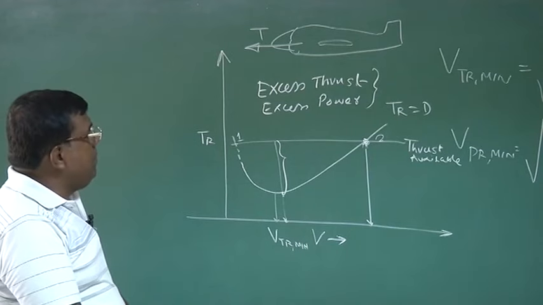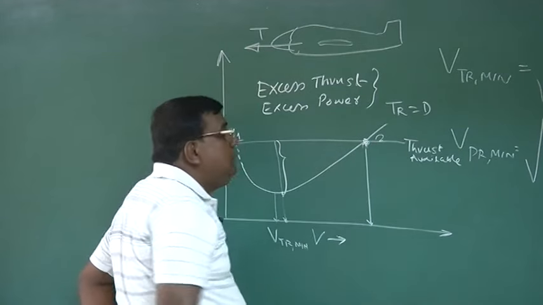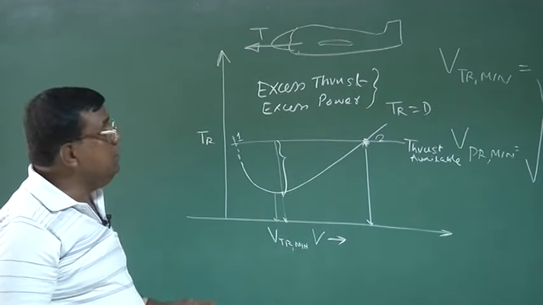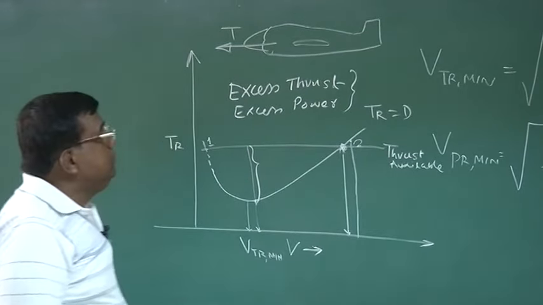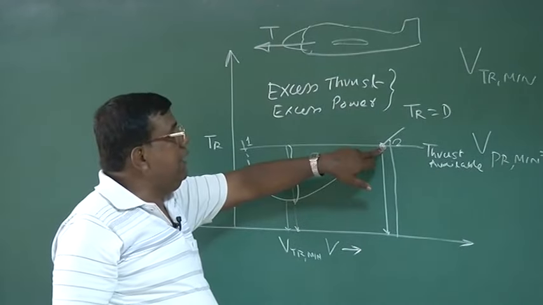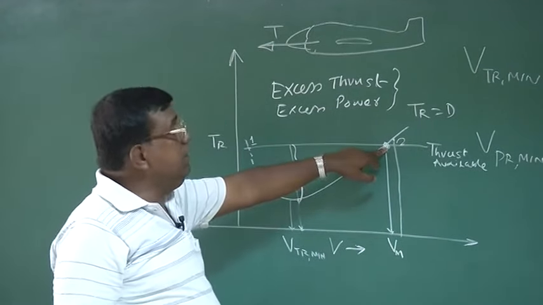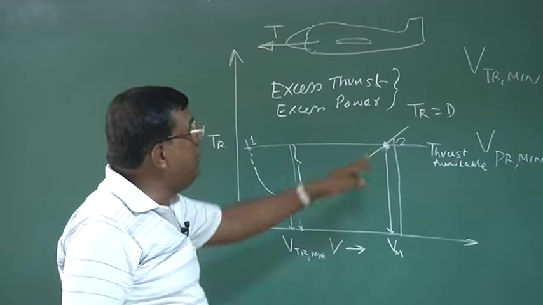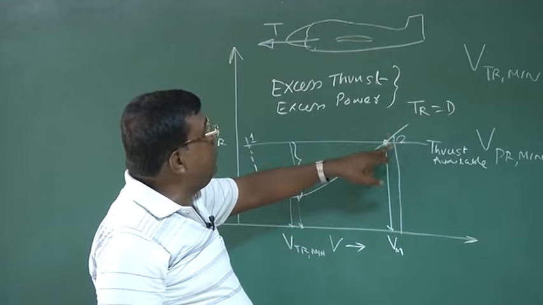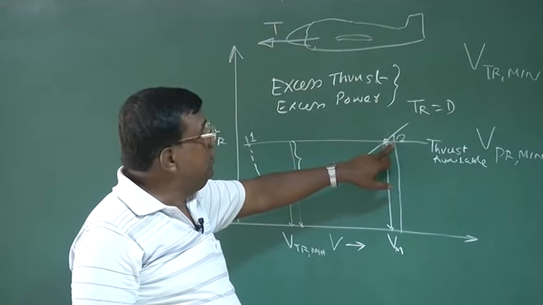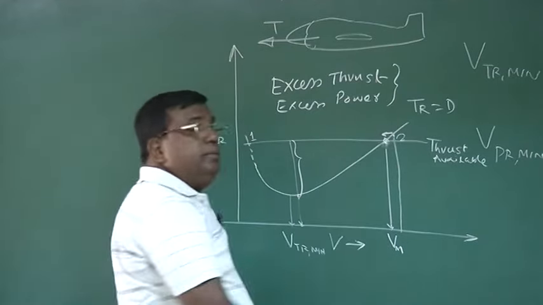But before we go to that, let us ask a question. Let us say the airplane was flying at this point 2, and because of sudden reason, the velocity has increased. Is this clear? Suppose it was flying at speed, let's say I call it Vm, and because of sudden reason, the velocity has suddenly increased. What does this graph tell you? The moment the velocity increases, you could see now the drag is more than the thrust available from the engine. So it will automatically decelerate. So it will have a tendency to come back to this point.